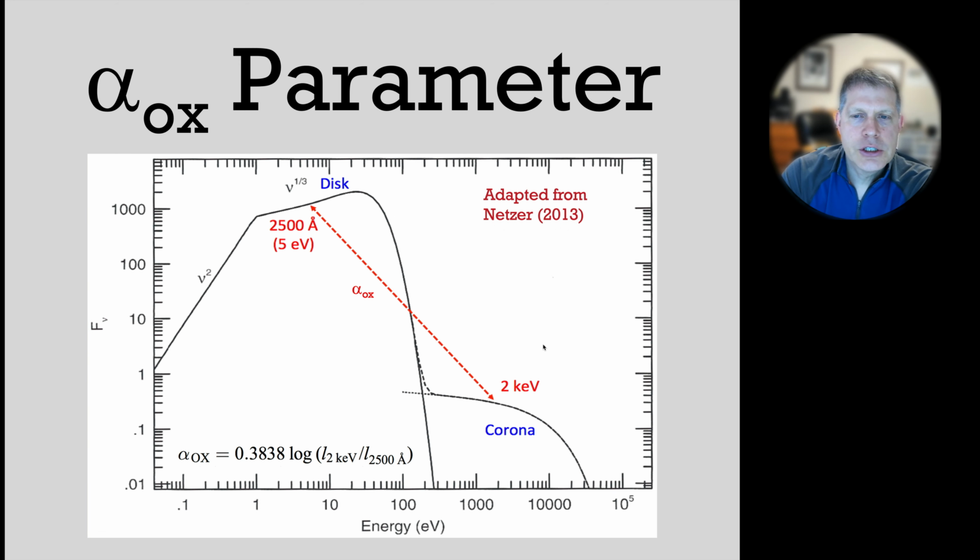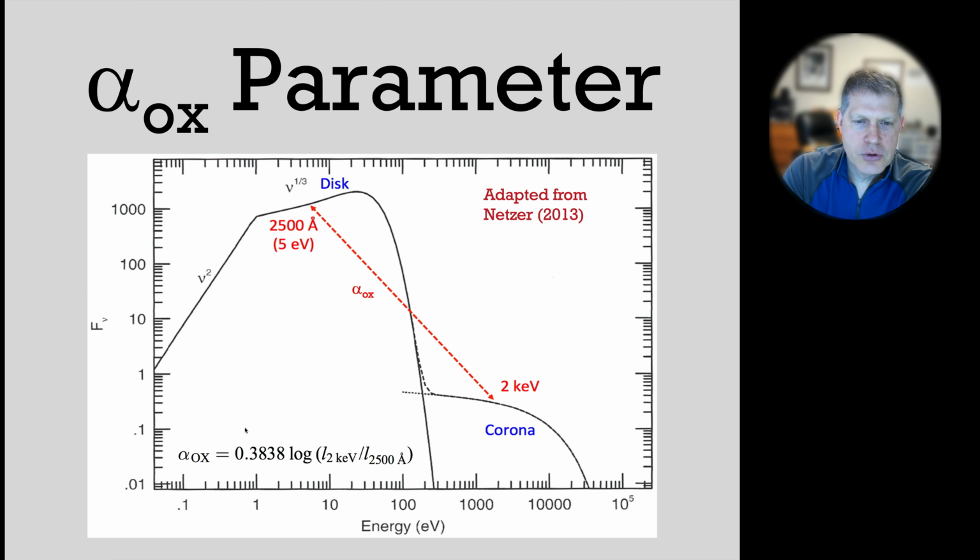Okay, so just as a definition then, which will be relevant here, I want to introduce an important parameter which is used to basically measure the strength of the corona compared to the strength of the disk. This parameter alpha OX is defined like this. It basically is the luminosity ratio at 2 keV compared to that at 2,500 angstroms, which corresponds to 5 electron volts. So basically, you take a wavelength in the near ultraviolet, again, thought to be associated with the disk. You take another energy, in this case 2 keV, which is pretty squarely thought to be associated with the corona, and you measure the relative strengths of those two things.